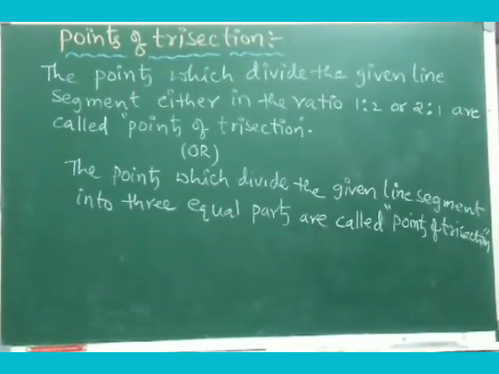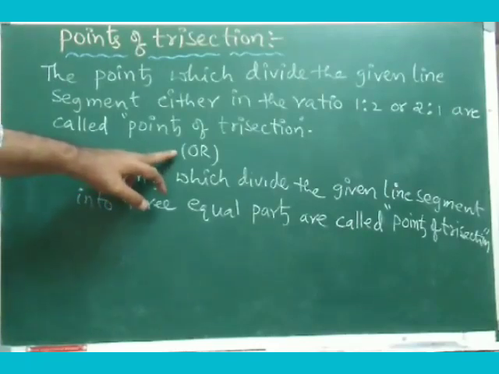So the next concept is about points of trisection. Look at the definition, everybody. The points which divide the given line segment either in the ratio 1:2 or 2:1 are called points of trisection.